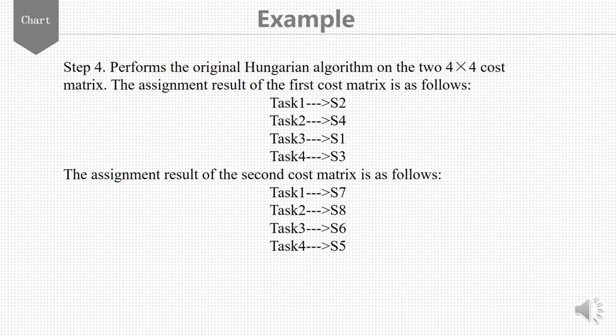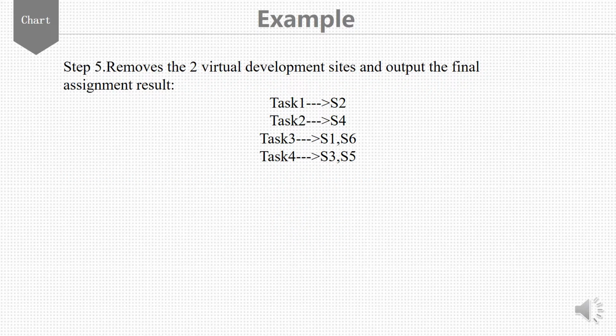Step 4. Perform the original Hungarian algorithm on the 2 4 multiplied by 4 cost matrices. The assignment result of the first cost matrix is as follows. Test 1 to set 2, Test 2 to set 4, Test 3 to set 1, and Test 4 to set 3. The assignment result of the second cost matrix is as follows. Test 1 to set 7, Test 2 to set 8, Test 3 to set 6, and Test 4 to set 5. Step 5. Remove the 2 virtual development sets and output the final assignment result.